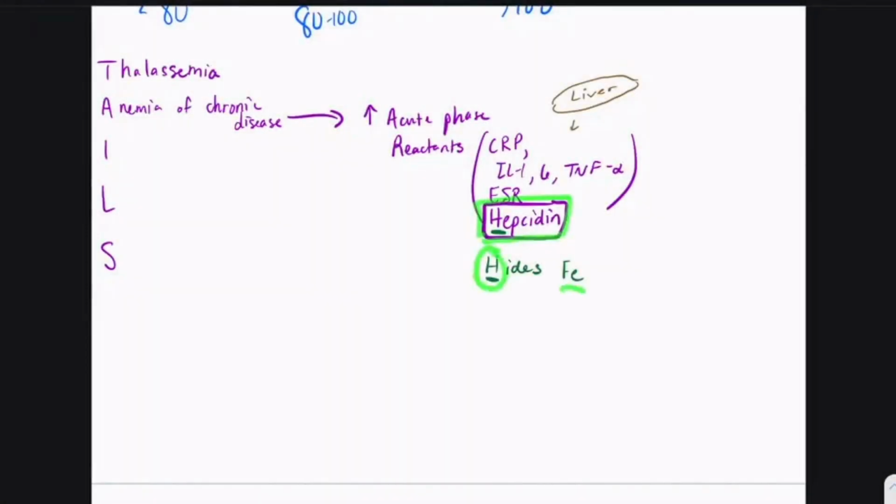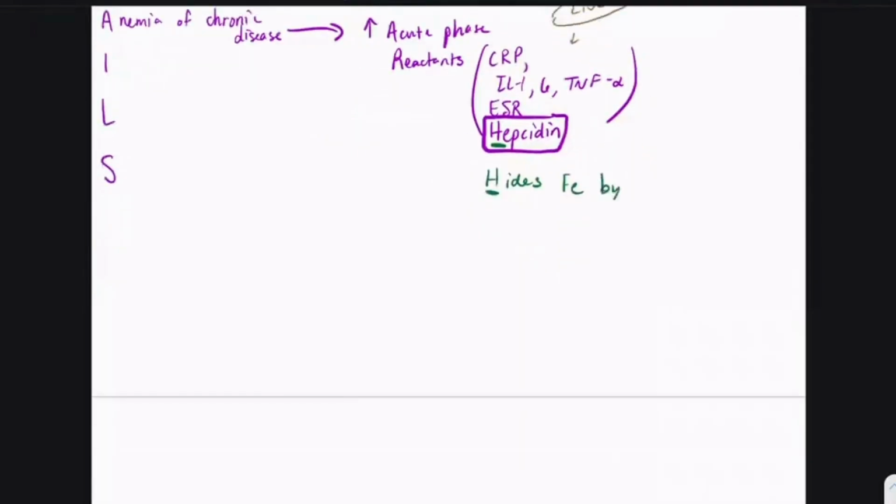Hepcidin hides the iron. Okay, so how does it actually do that? It's going to block the iron transport. So it hides it by blocking iron transport. And what is it that helps with iron transport? All right, so one of the big things is called ferroportin. All right, so ferroportin.